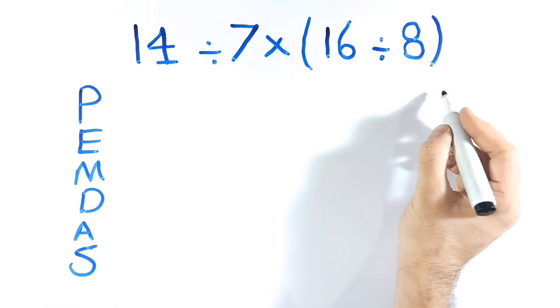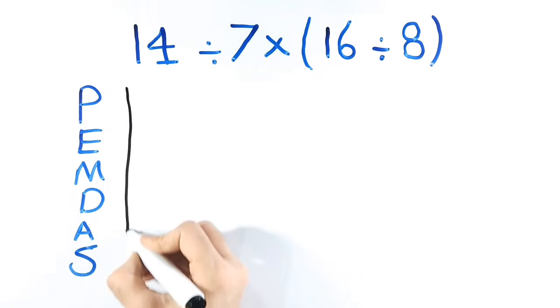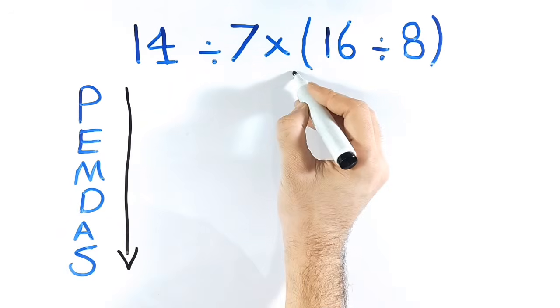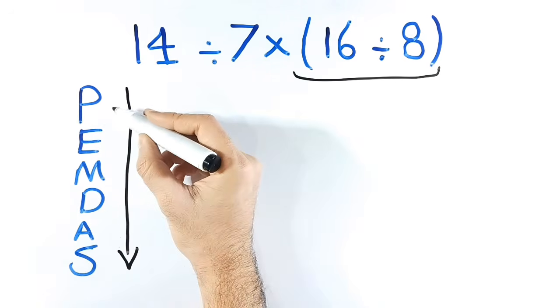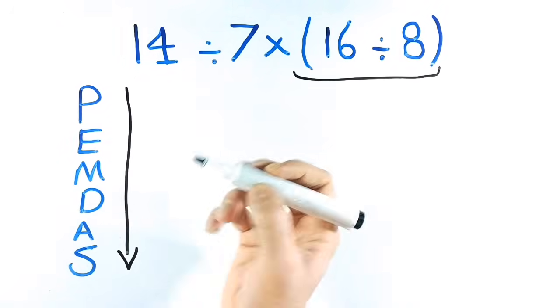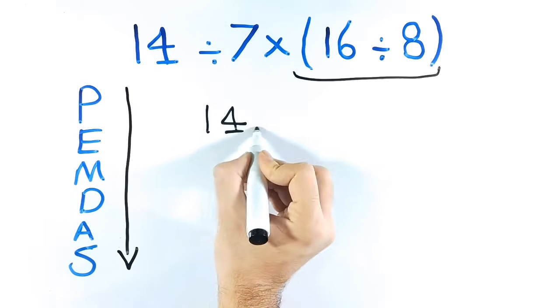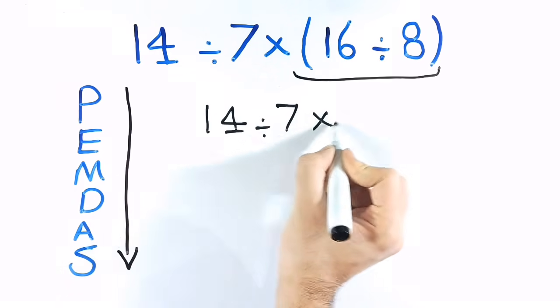To solve this question, we need to follow the PEMDAS rule step by step from top to bottom. According to this rule, first we go for the parentheses because parentheses have the highest priority than the other operations. So, we rewrite this expression as 14 divided by 7, then times 2.